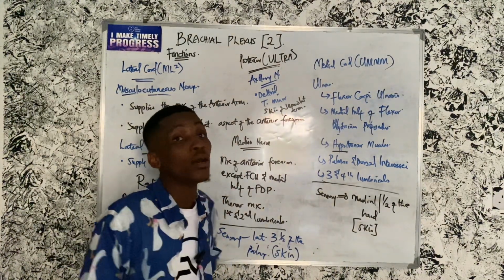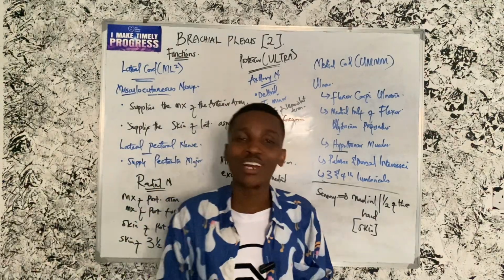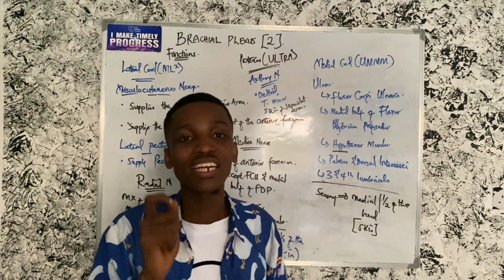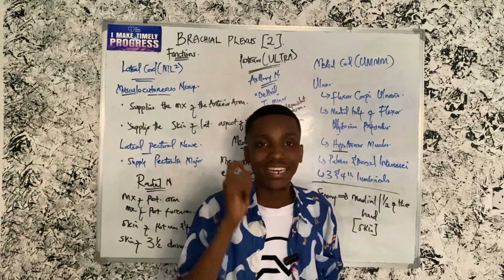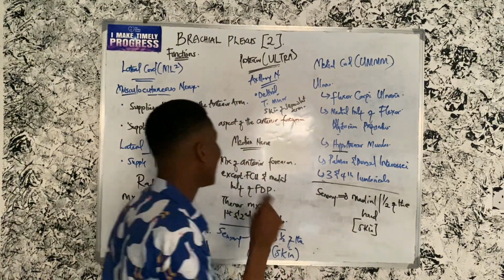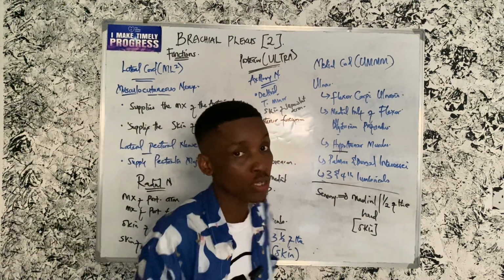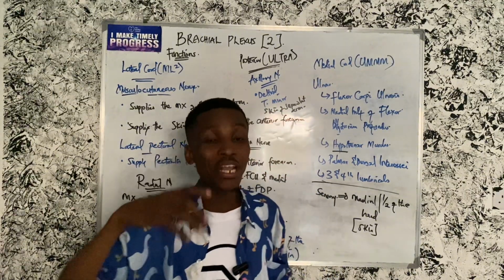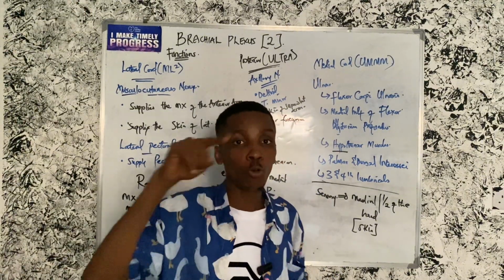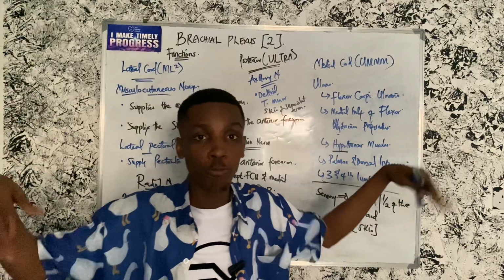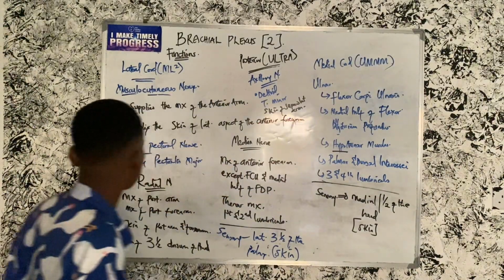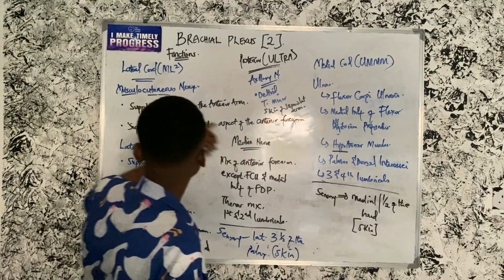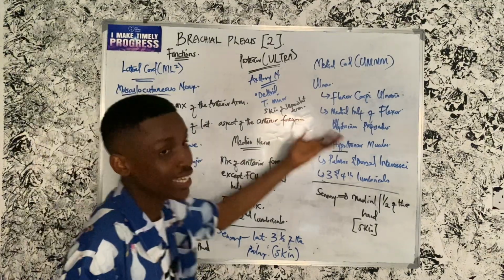Then long thoracic nerve supplies a wonderful boy called serratus anterior. And whenever there is a damage, please you must note this. A damage to long thoracic nerve will lead to something we call winged scapula. Winged, like winged scapula. All right, so that is that for the functions. So we have mentioned different nerves and their function.